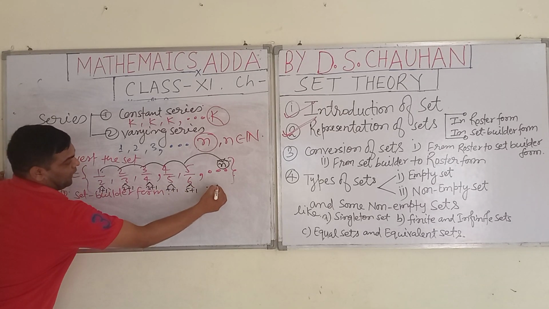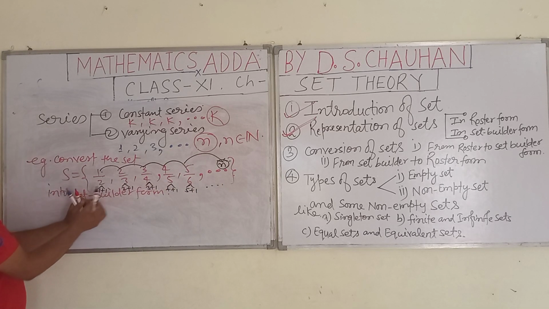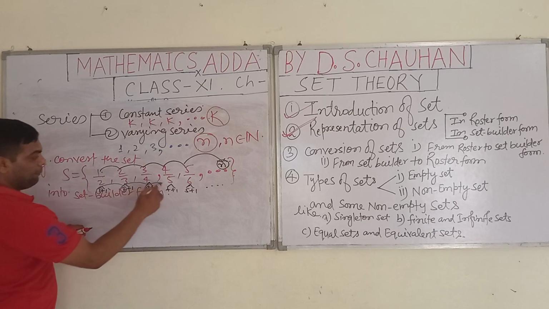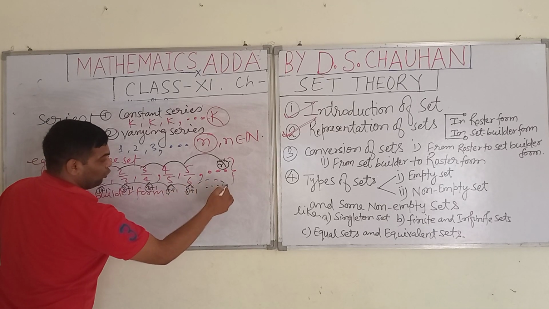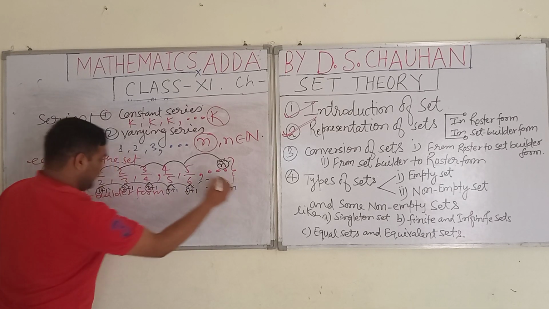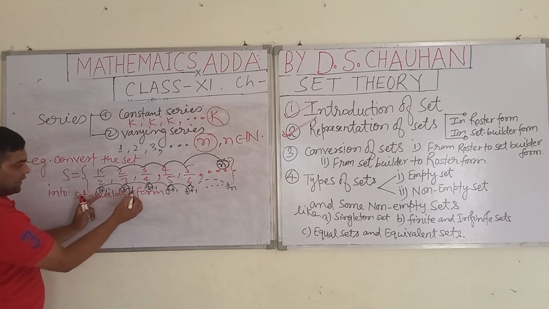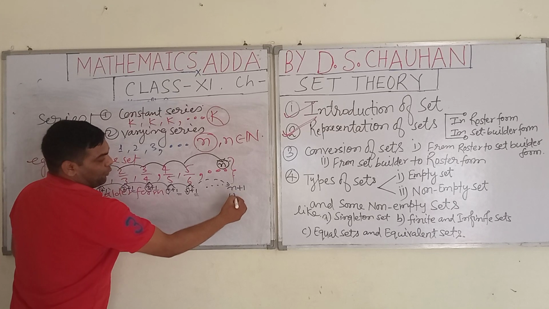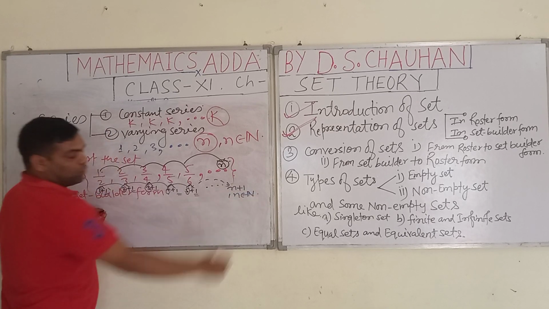So what will be at last, students? See, here it is a varying series 1, 2, 3, 4, 5. So up to which place will it run? n. And this is a constant series, students. So as it is, we will write here n plus 1, where n belongs to the natural numbers.